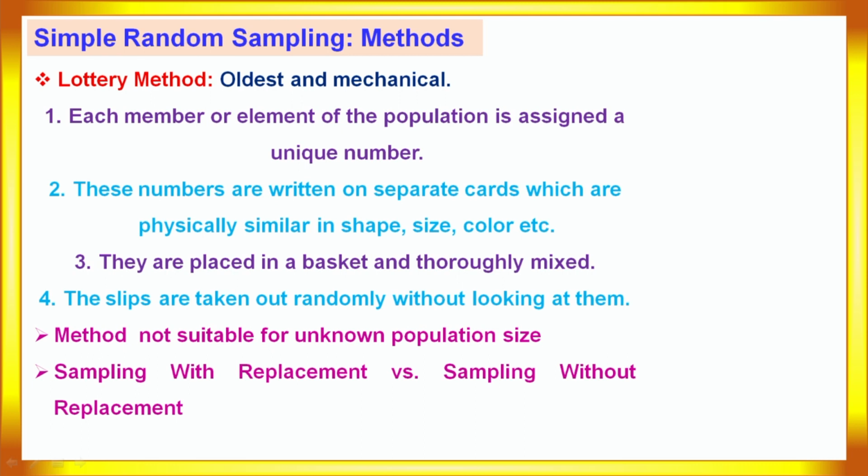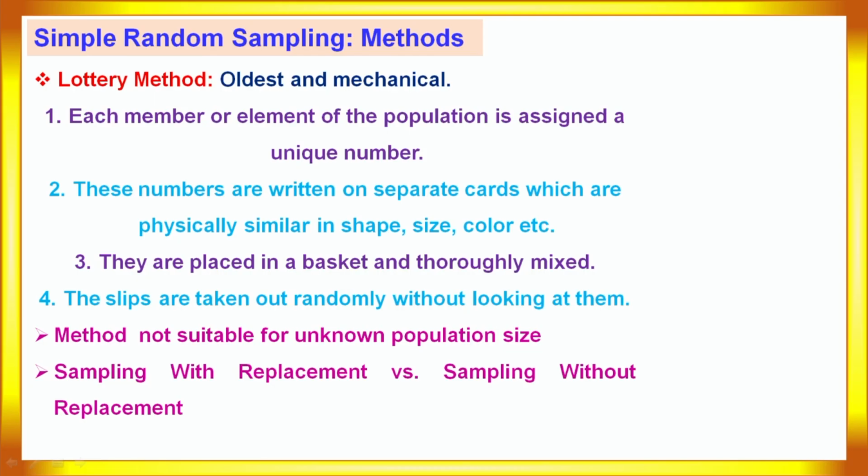How is this method carried out? Each member, each element of the population, is assigned a unique number. Then these numbers are written on cards which are totally similar in shape, size, color, whatever physical appearance they have. They are simply placed in a basket and thoroughly mixed. And then the slips are taken out randomly without looking at them. This is the easiest way of doing simple random sampling. You have to prepare a slip for every sampling unit you have, then select randomly.